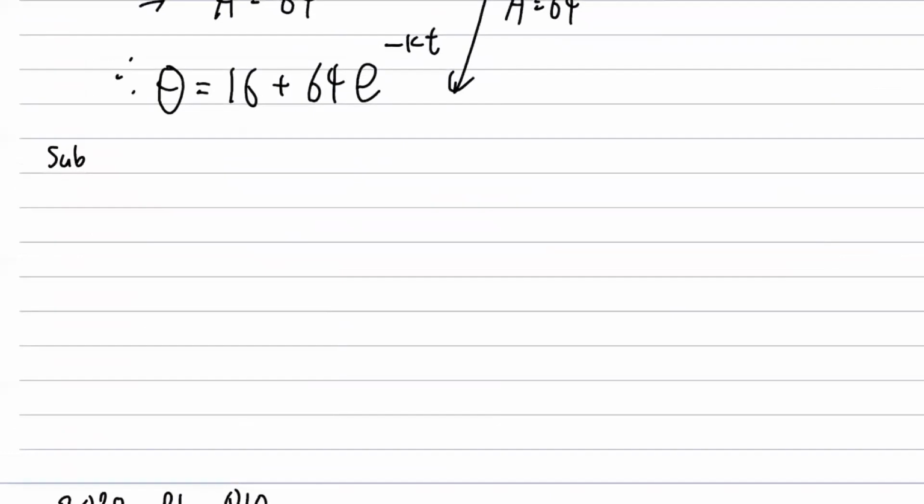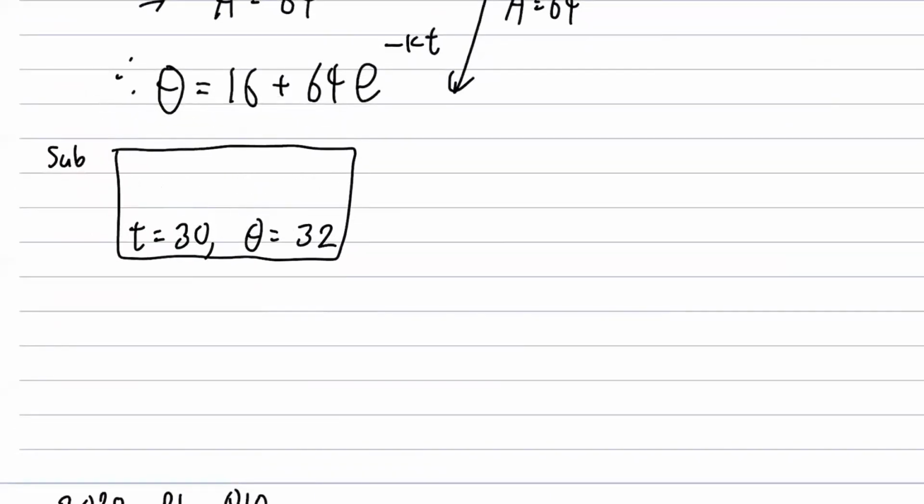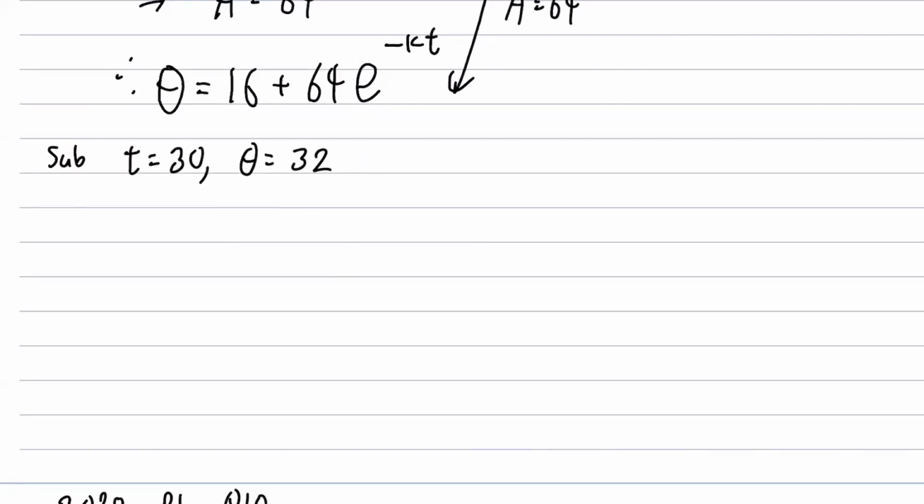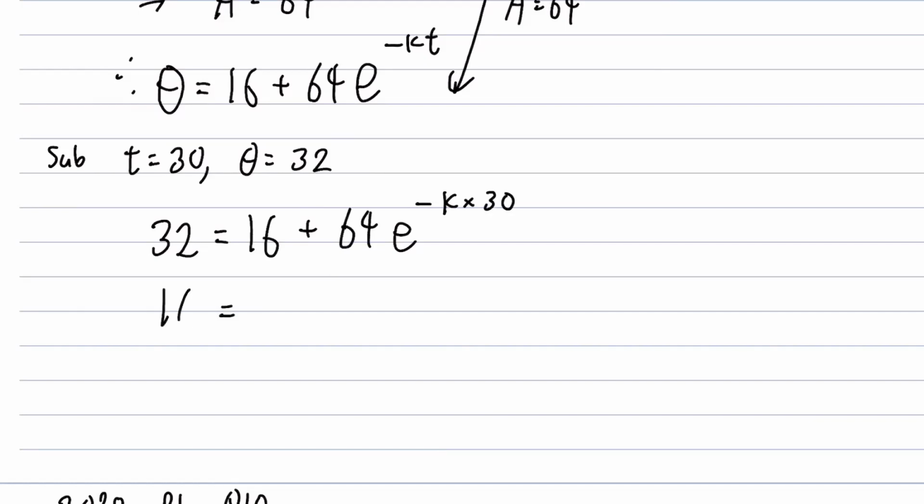Okay, so I copy and then I paste. Oh, t equals 30, theta equals 32. Very good. So now I can sub into the updated equation. 32 equals 16 plus 64 multiplied by e to the power of negative k times 30. 32 minus 16, I get 16. 16 I bring over. You get 64 times e to the power of negative 30k.